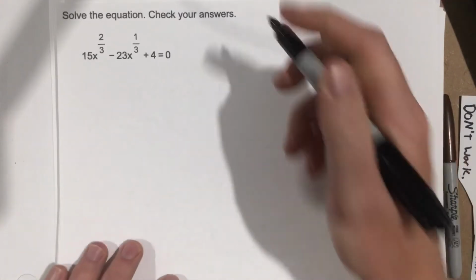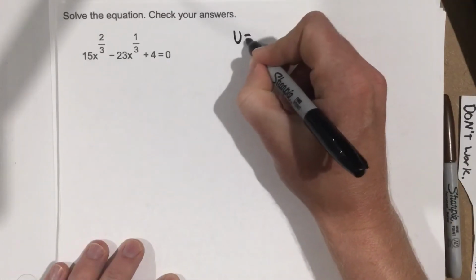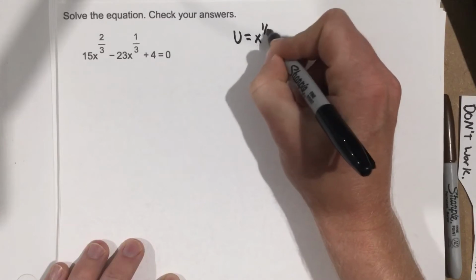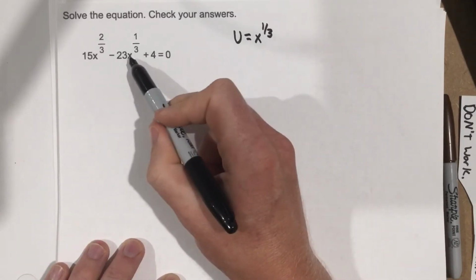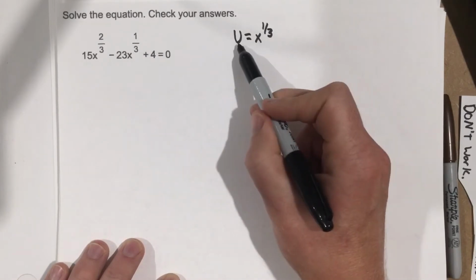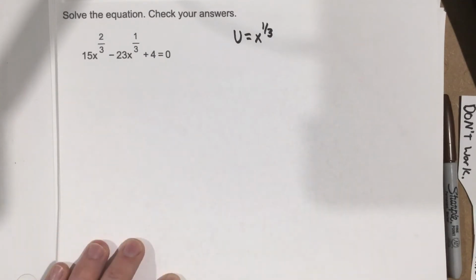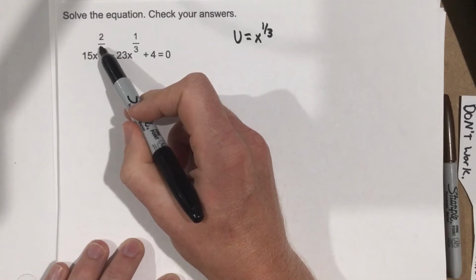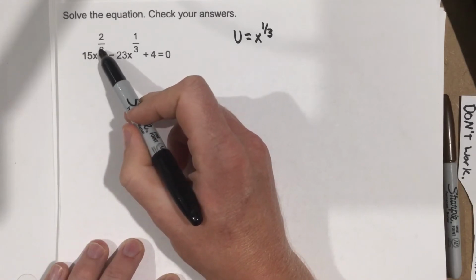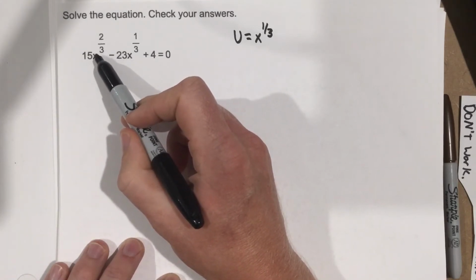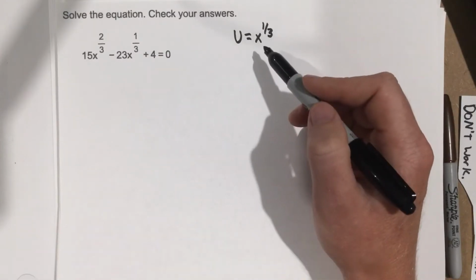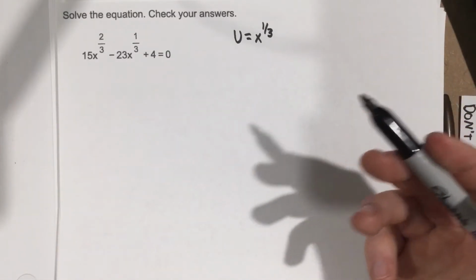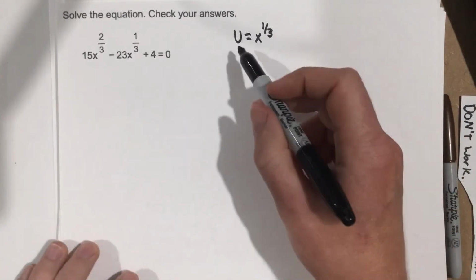I can make it a quadratic by saying u equals x to the 1/3, right? Just do a substitution here. And that means I'm going to replace x to the 1/3 with a u, so it looks like a quadratic. And then x to the 2/3 will end up being u squared, so it is a quadratic. I can solve that quadratic, and at the end I can then substitute the x to the 1/3 back in and solve. So let's go ahead and use this method.